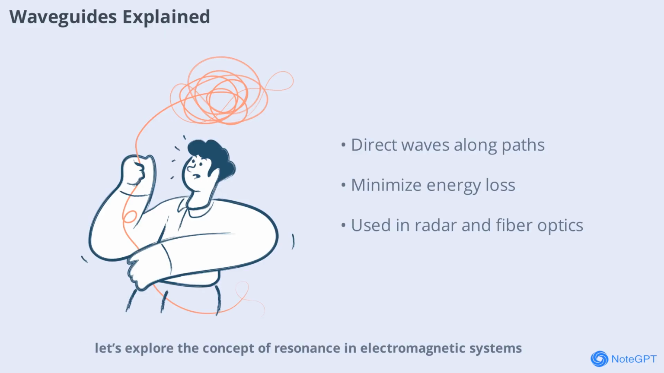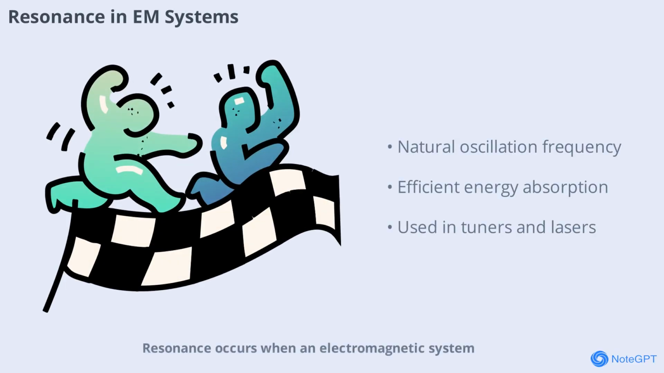Next, let's explore the concept of resonance in electromagnetic systems. Resonance occurs when an electromagnetic system naturally oscillates at a specific frequency. When waves of that frequency are applied, the system absorbs energy efficiently, leading to large oscillations. Resonance is used in radio tuners, where you select a station by matching the tuner's frequency to the broadcast signal. It's also important in lasers and other devices that rely on precise frequency control.